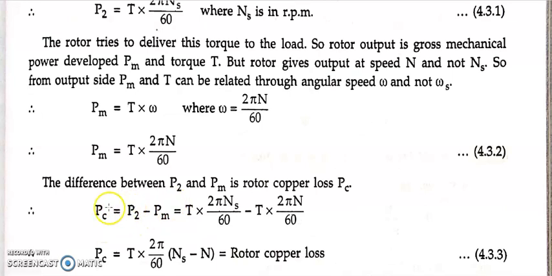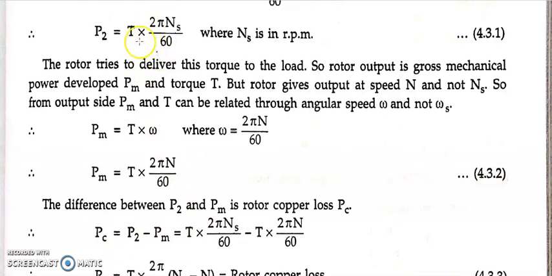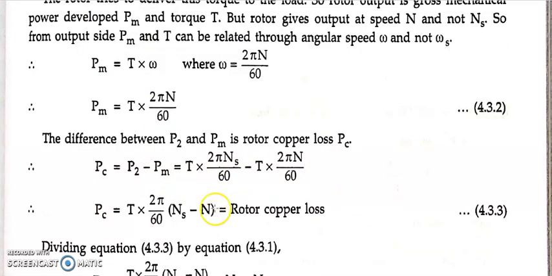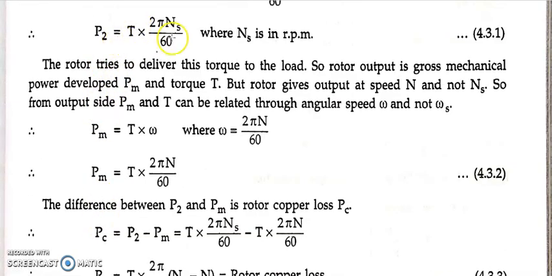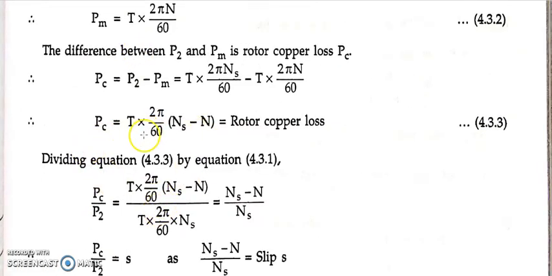Now what I want to do is find the copper losses. How to find copper losses in the rotor? PC is equal to P2 minus PM. Yes or no? After subtracting one from the other, I will be getting what? Copper losses. So substitute P2 as it is given here and minus PM. After doing so, T 2 pi by 60, take it as common. So what remains in the bracket is ns minus n. Now I am going to divide PC by P2. P2 anyhow you know. P2 is over here. So PC I have already got here. What is PC? It is called rotor copper loss. So PC I am going to substitute, P2 I am going to substitute.